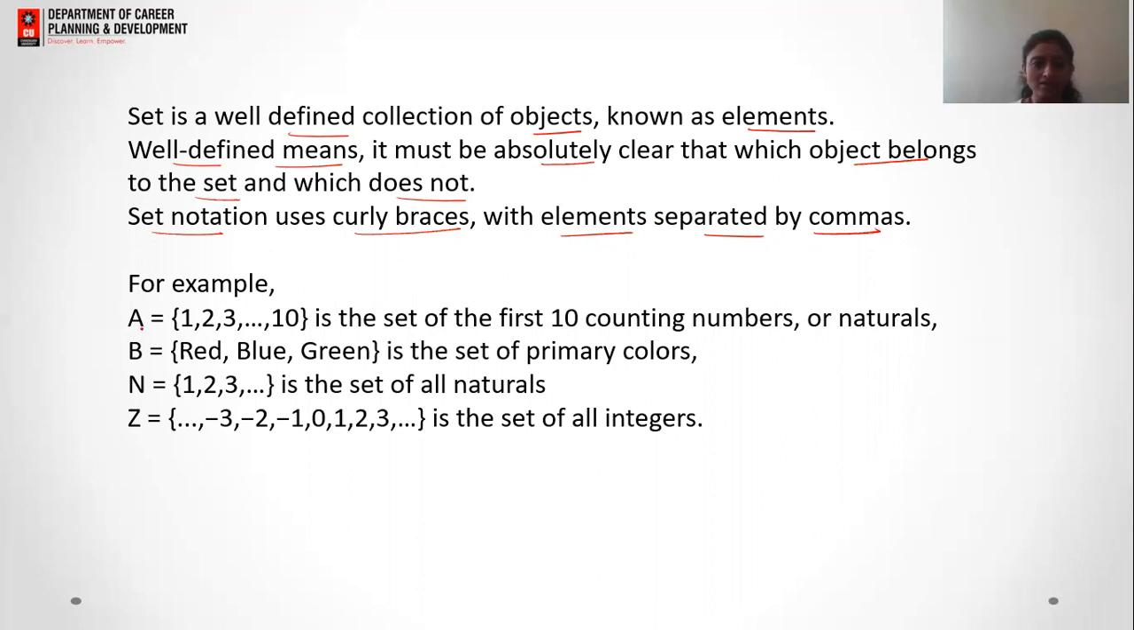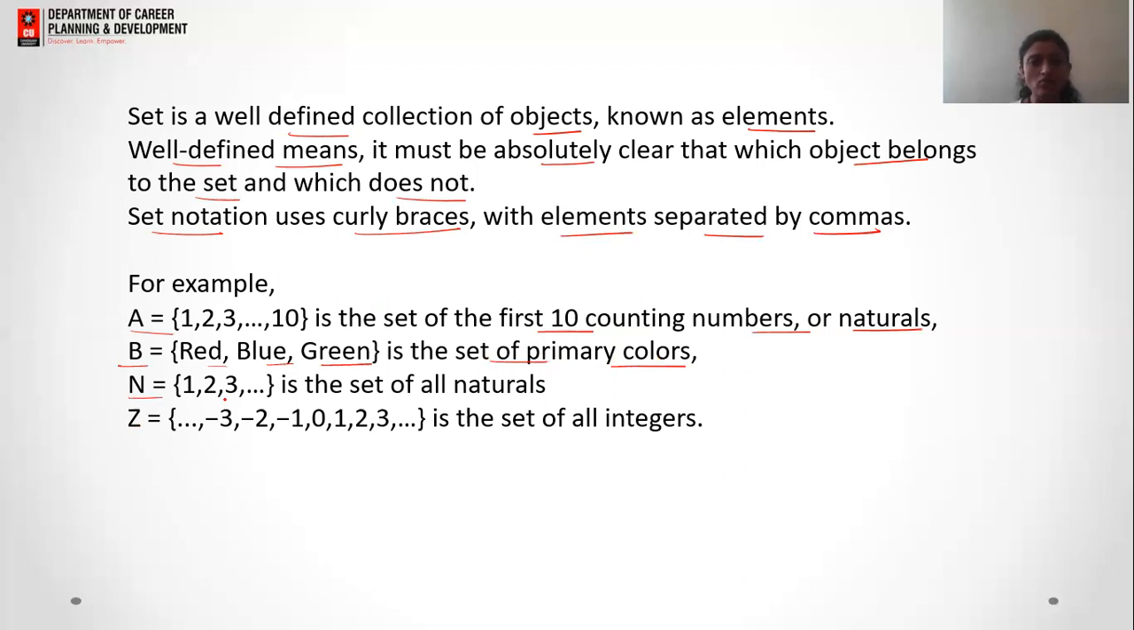For example, let's say A is 1 to 10. This is a set of the first 10 counting numbers, or you can say a set of natural numbers. And if this is a set B, in the given set B, red, blue, green, names of the colors are given. So this is the set of primary colors.